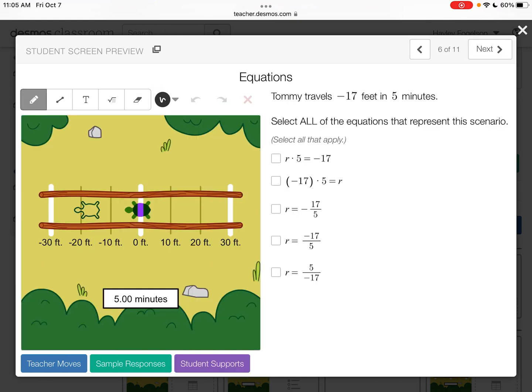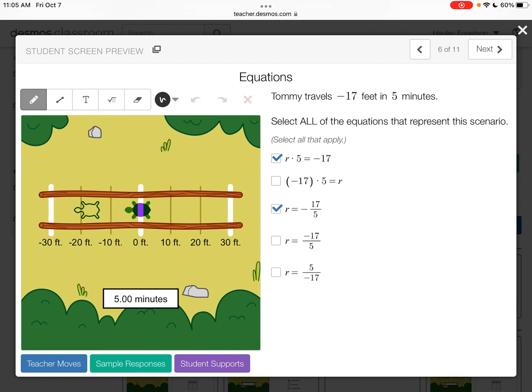Slide 6 says Tommy travels -17 feet in 5 minutes. Select all of the equations that represent this scenario. Alright, so our first one, our rate times 5 should equal -17. So that one works for sure. Taking a look at the next one, -17 times 5 does not give us our rate. So the second one we cannot select. The next one, our rate equals -17 divided by 5. That one works.